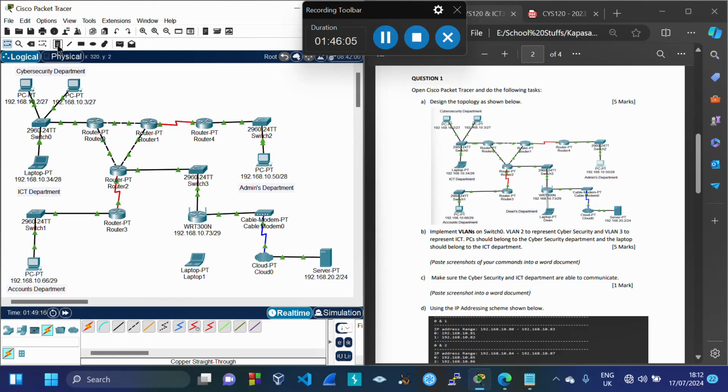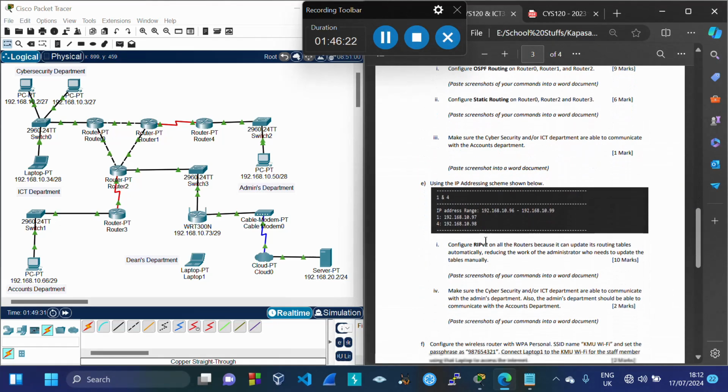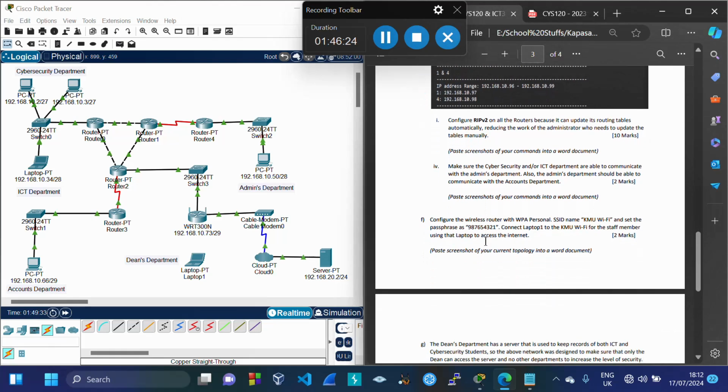So let me just use a label to say this is the Dean's department, like that. So now let's follow up the question and see what it was saying. I've made my things look nice. So configure the wireless router with WPA personal.